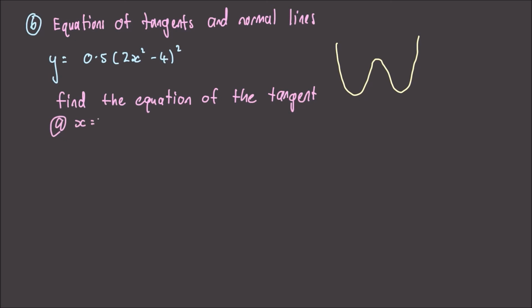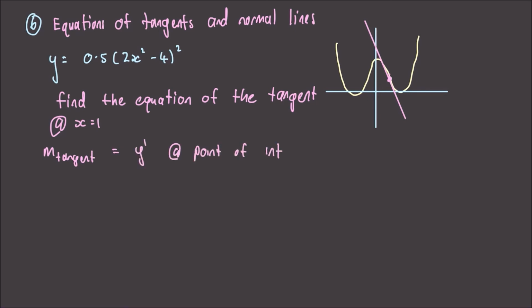Let's say, for example, x is equal to 1. So if we've got a particular point on this curve, let's say it's there, that can be x equals 1. We're trying to find the straight line that touches at that point and is parallel at that point. So first we have to find the gradient of the tangent, which of course is the derivative at that point where it intersects. So we're going to be finding the derivative when x is equal to 1.